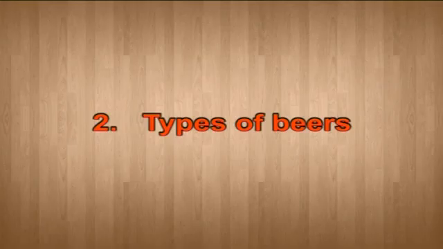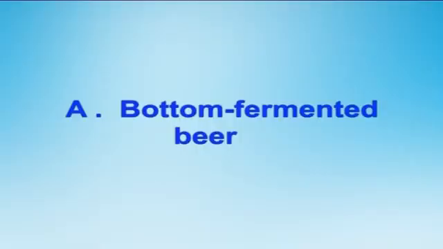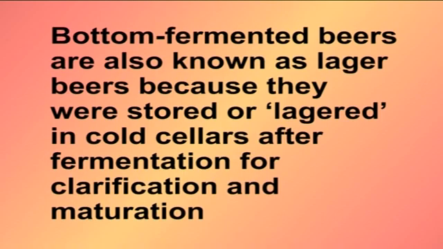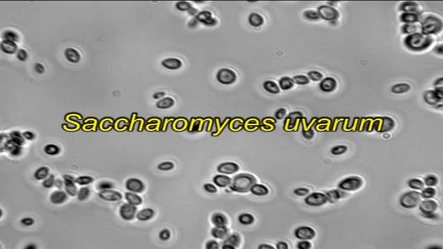Coming to types of beers. The first type of beer is a bottom fermented beer. Bottom fermented beers are also known as lager beers because they were stored or lagered in cold cellars after fermentation for clarification and maturation. Yeast used in bottom fermented beers are strains of Saccharomyces uvarum.